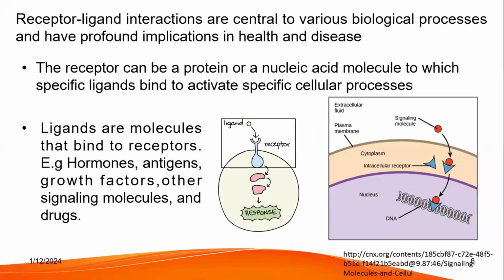Okay, so the receptor can be a protein or a nucleic acid molecule to which specific ligands can bind to activate specific cellular processes. So what are ligands? I'm not talking about drugs now. I'm not talking about our compounds now. Ligands generally within a biological system are molecules that can bind to receptors. For example, we have hormones acting as ligands, binding to specific receptors to lead to some signaling functions.